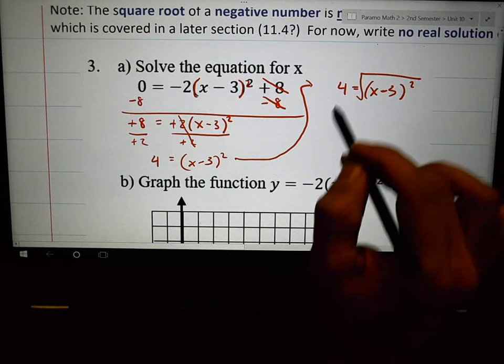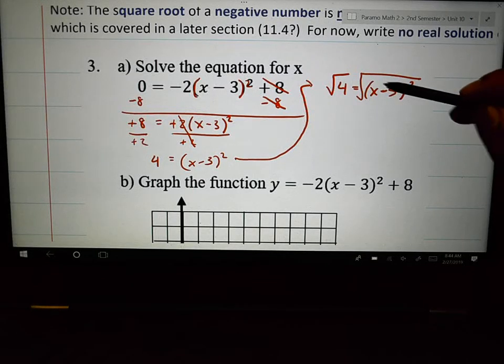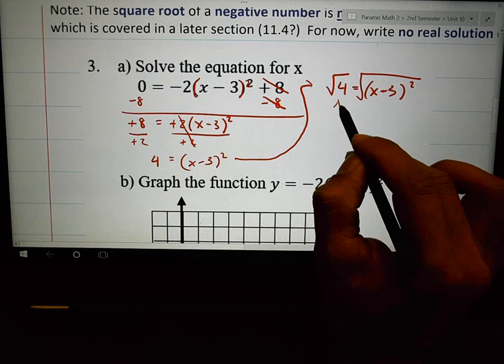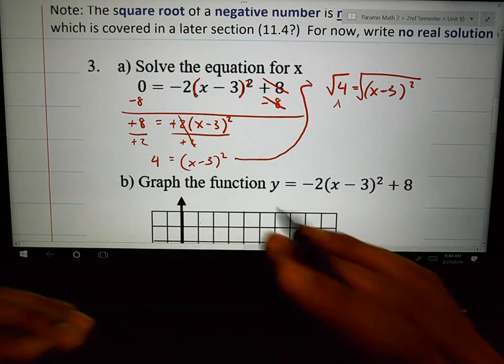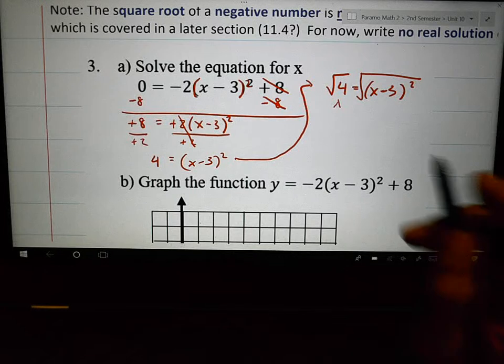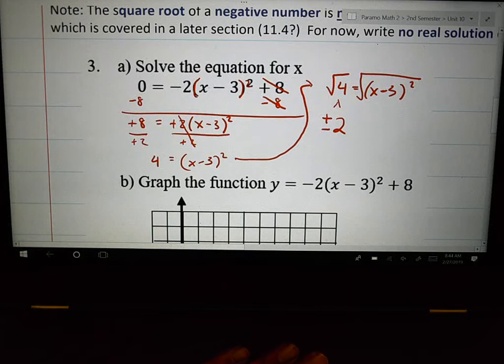Square root both sides. When I square root both sides, the opposite of a little 2 or squaring is square rooting. I'm going to do the opposite. But I have to remember this is a quantity squared being square rooted. There are 2 possibilities. Don't forget that the square root of 4 has 2 possibilities. Positive 2 times positive 2 is 4, and negative 2 times negative 2 is 4. So I'm going to put a positive possibility and a negative possibility there. Don't forget it's plus or minus 2.